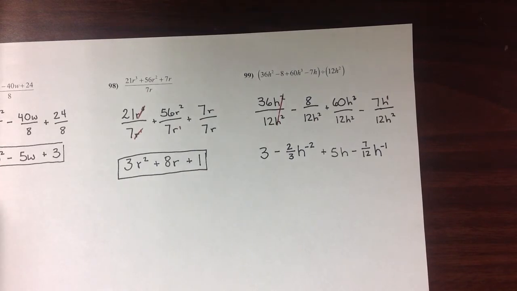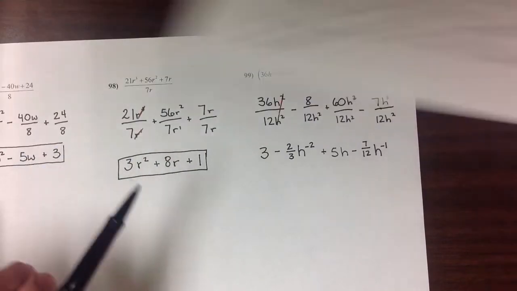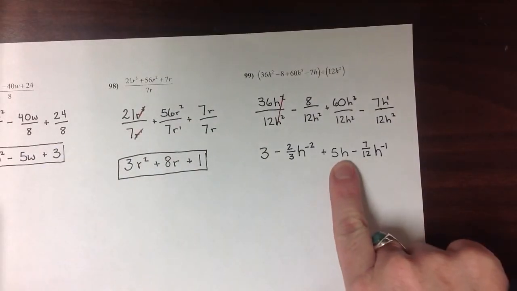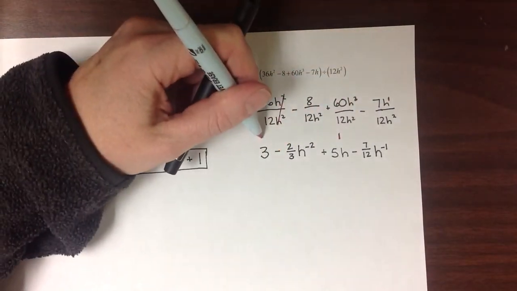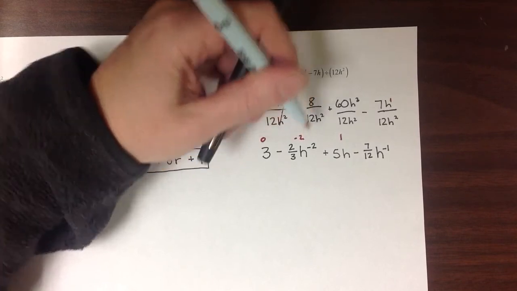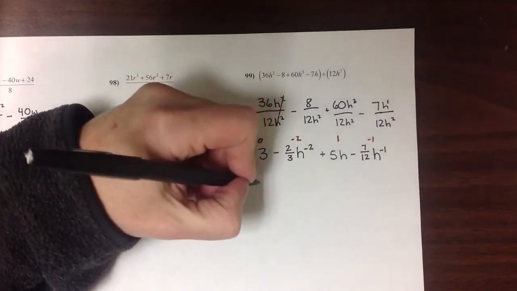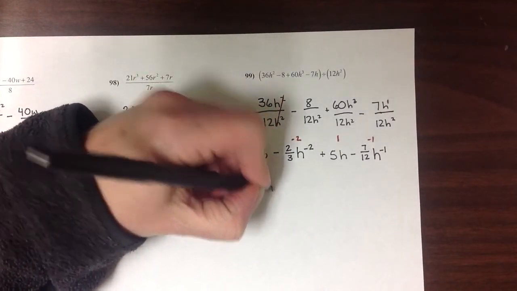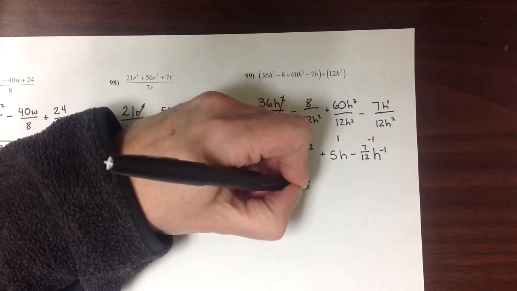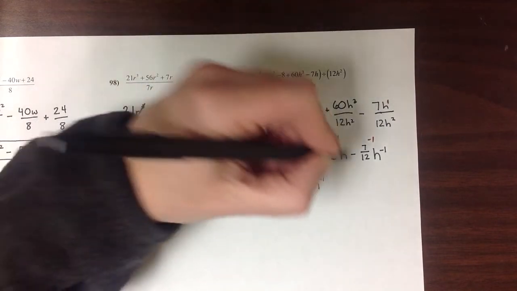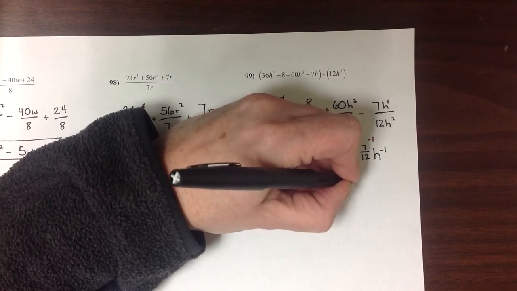This one we do have one more step to go, because you'll remember that they say that we want to write our answer with our terms in descending order of degree. So this one has a power of h to the 1. This term has a degree of 1. This has a degree of 0. This one of negative 2, and this one of negative 1. So when I write this answer in order of descending powers, I end up with 5h plus 3 minus 7/12 h to the negative 1 minus 2/3 h to the negative 2.